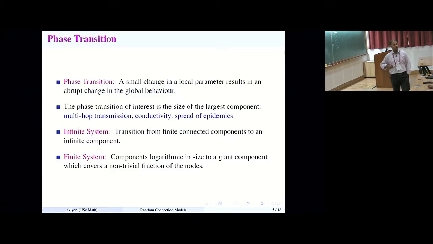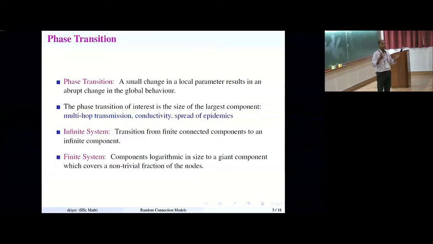Okay, so most of the focus has been on this kind of phase transition, which is in the percolation or the thermodynamic regime, where when you change the parameters a little bit, there is an abrupt change in the structure of the graph. So this is the kind of transition that has been studied mostly. And the transition that is of interest is what happens to the size of the largest component, right? If you think of the random geometric graph, you have a radius r and you keep increasing it. At some point, you have a giant component.